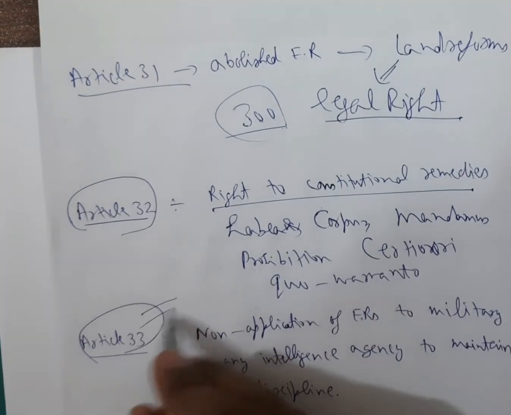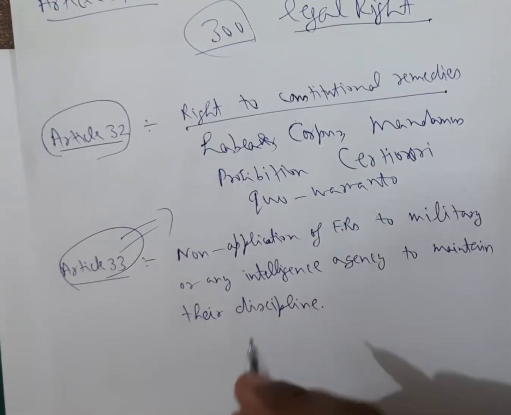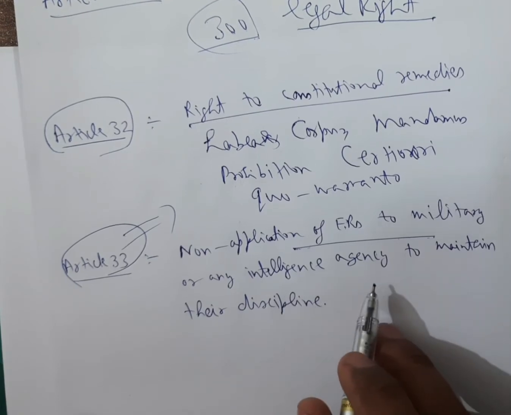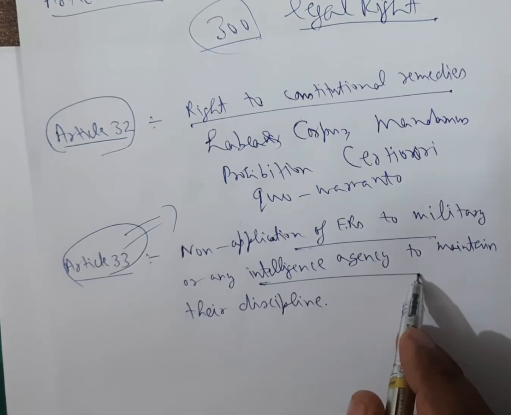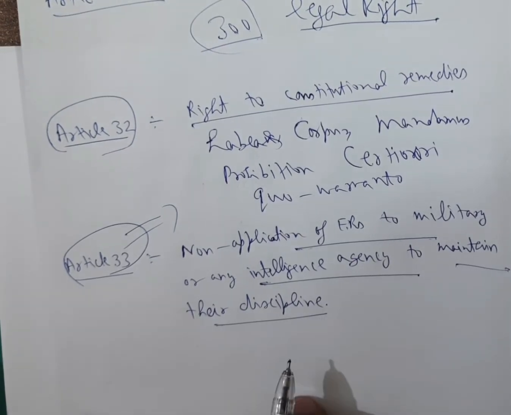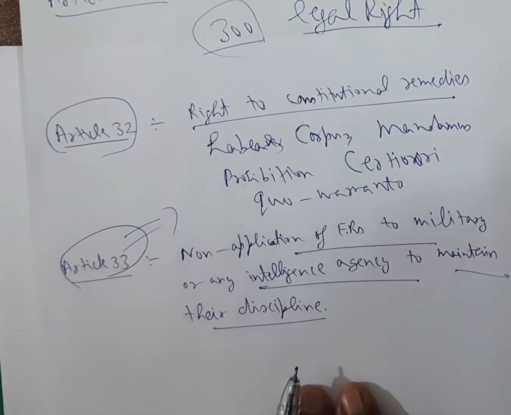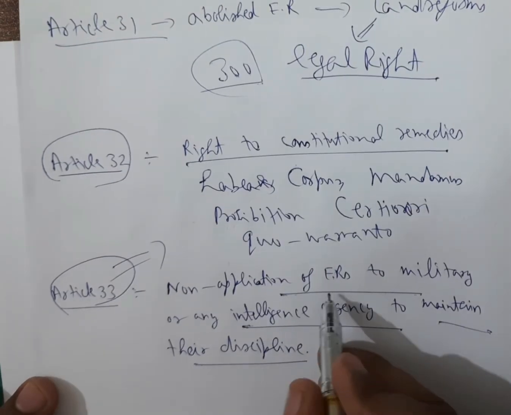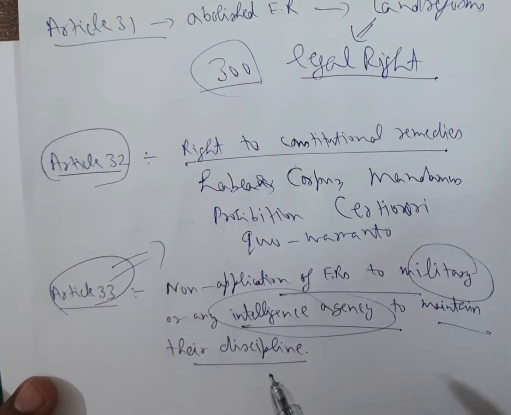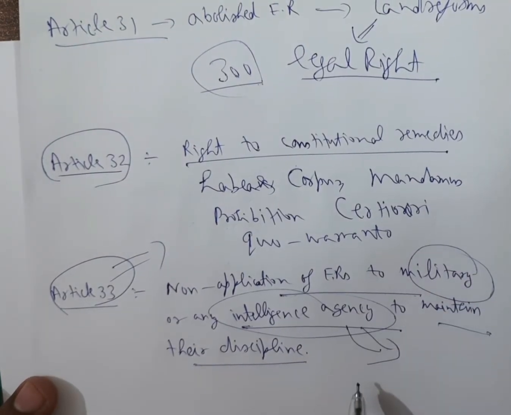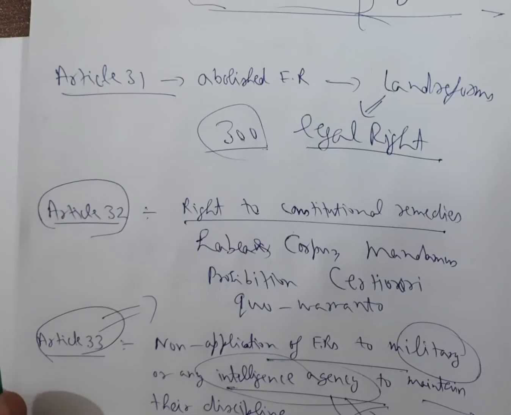So we go on to article 33. That is, fundamental rights are not applicable in the military or in any intelligence agency, because they have to maintain strict discipline and they cannot be so free. They cannot be provided fundamental rights. So fundamental rights are not applicable to the military or intelligence agencies or any agency or department which holds critical information.